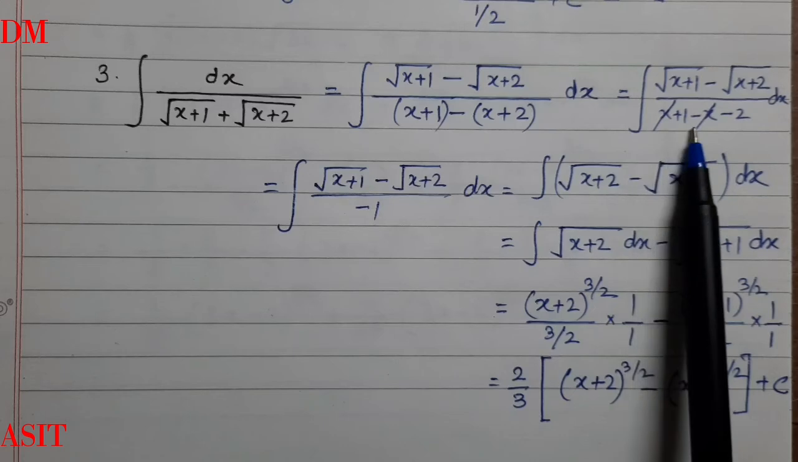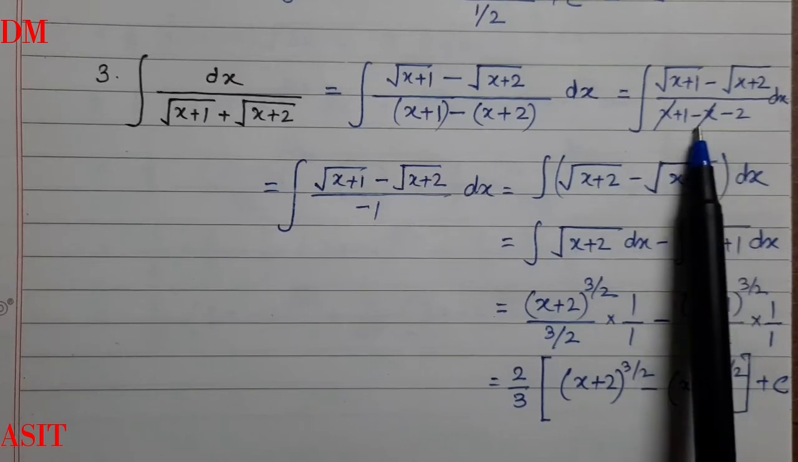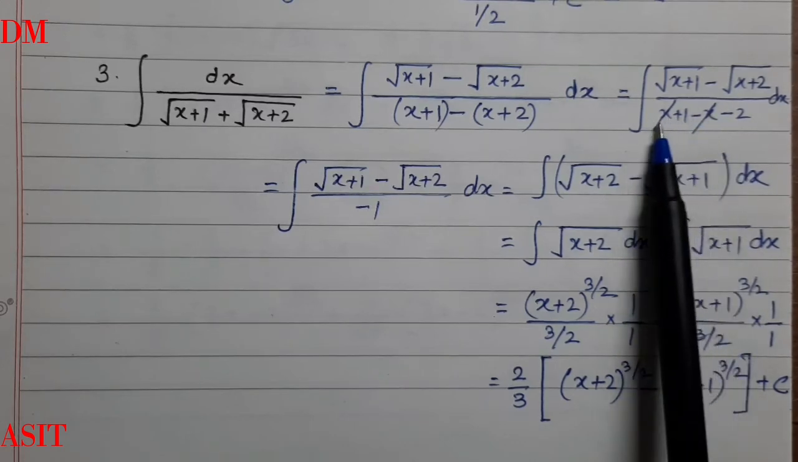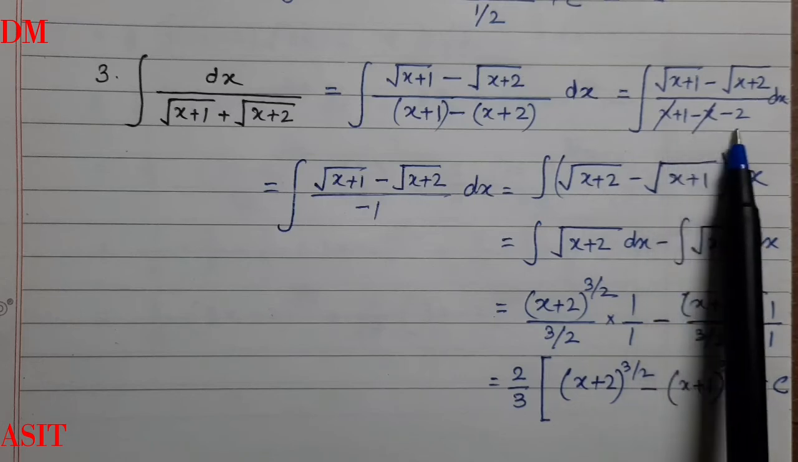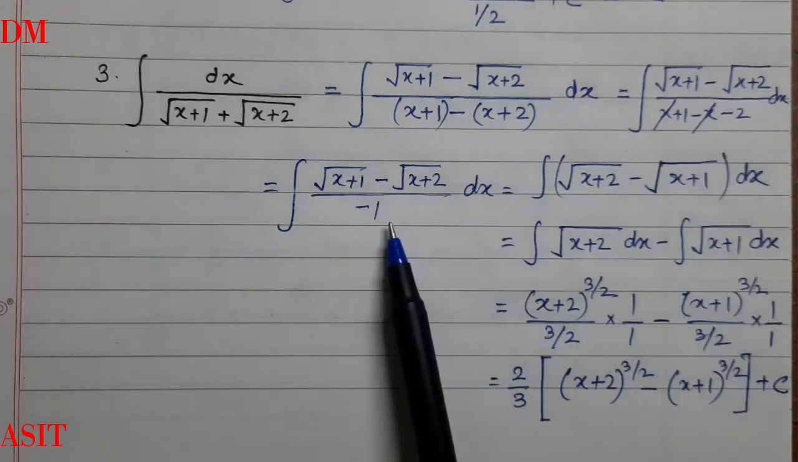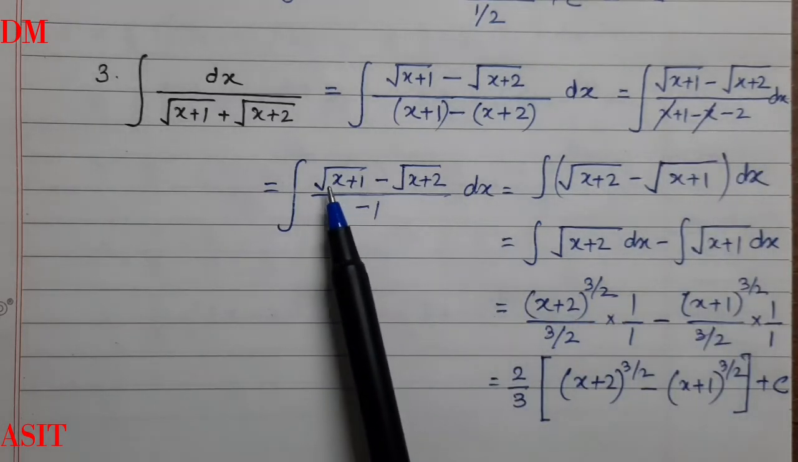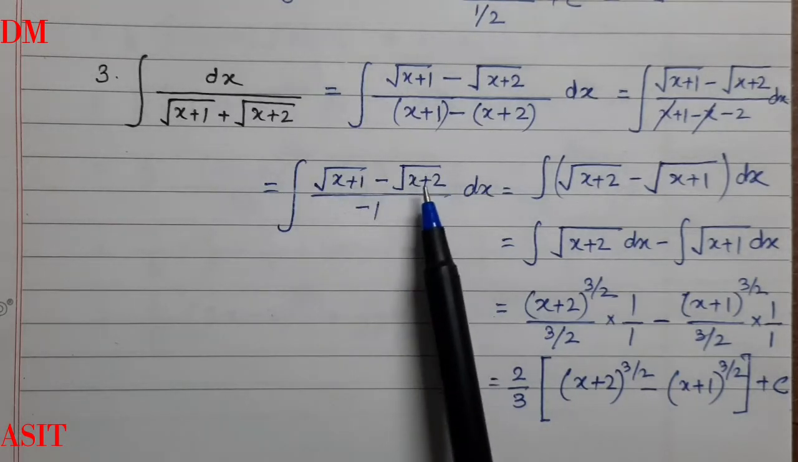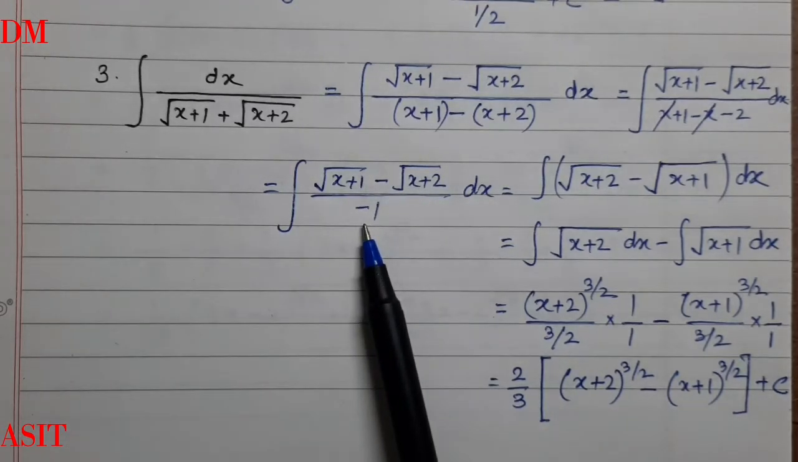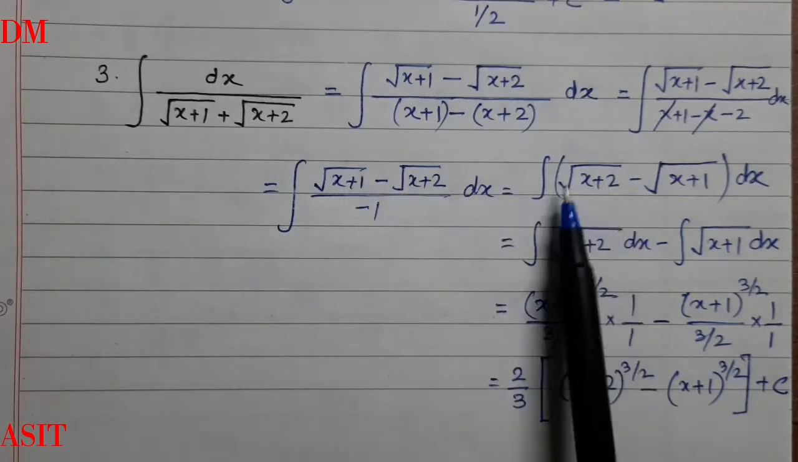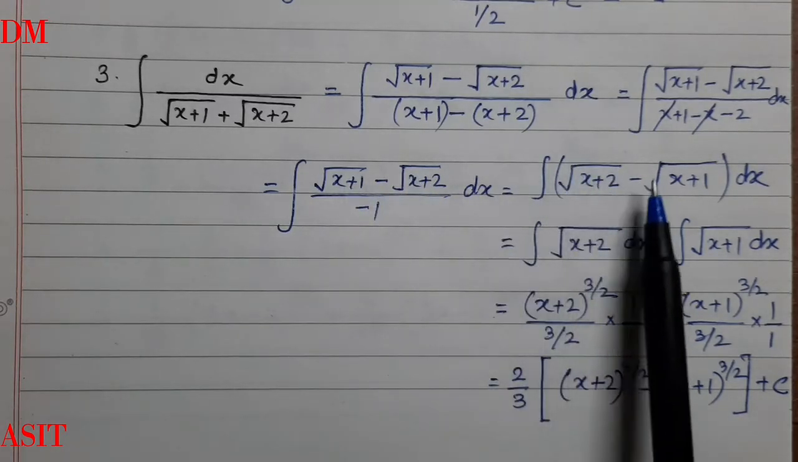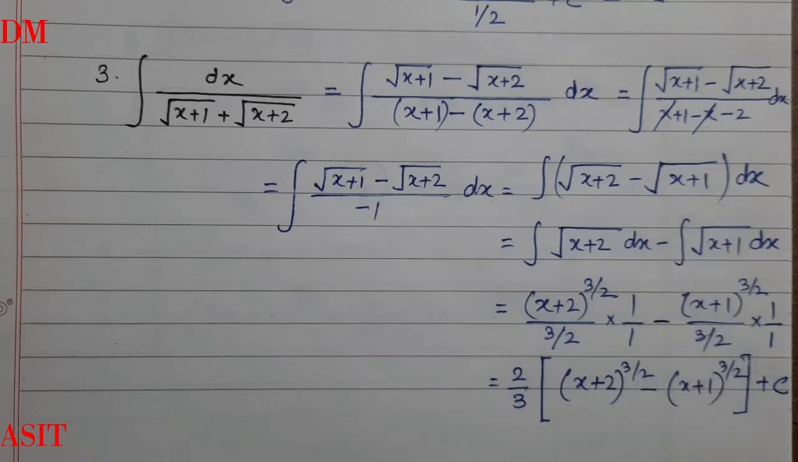So x plus 1 minus x minus 2. Now this minus x and plus x can be cancelled out. So it will become 1 minus 2, hence we can write this as root of x plus 1 minus root of x plus 2 by minus 1. Now since of this minus 1, we can change this order, so we can make root of x plus 2 minus root of x plus 1 dx.